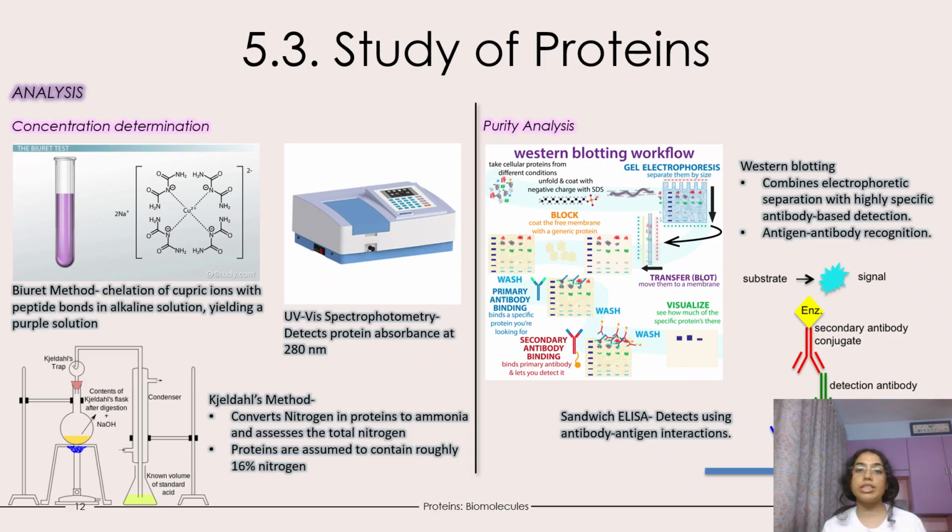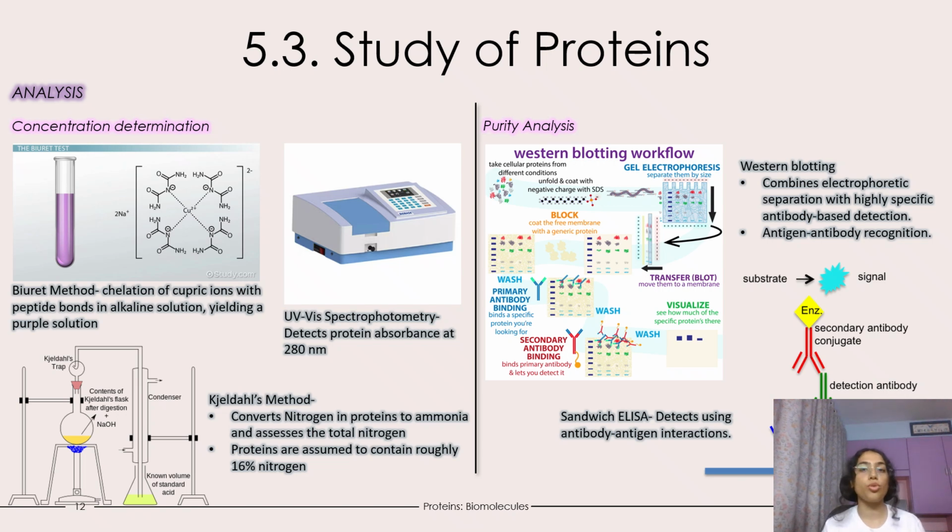After purifying proteins, analyzing their concentration, purity, activity, structure, stability, and interaction is crucial. Concentration determination. Under colorimetric assays, we have the Biuret method, which is where the chelation of cupric ions with peptide bonds in alkaline solution yields a purple solution. It's simple and widely used for plasma proteins but has low sensitivity, making it unsuitable for microgram level estimation. Other methods also include the Bradford assay and the Bicinchoninic acid assay.